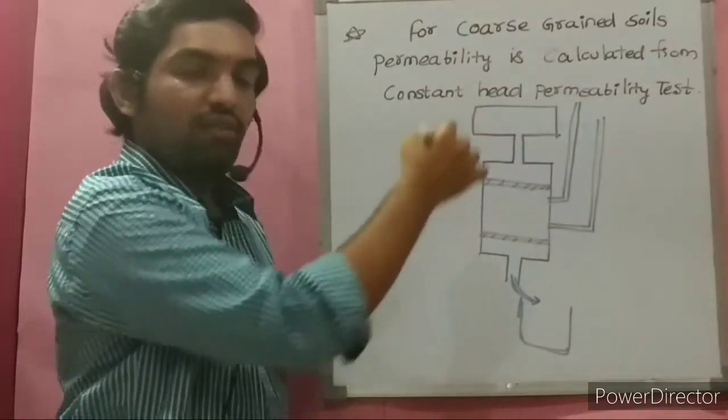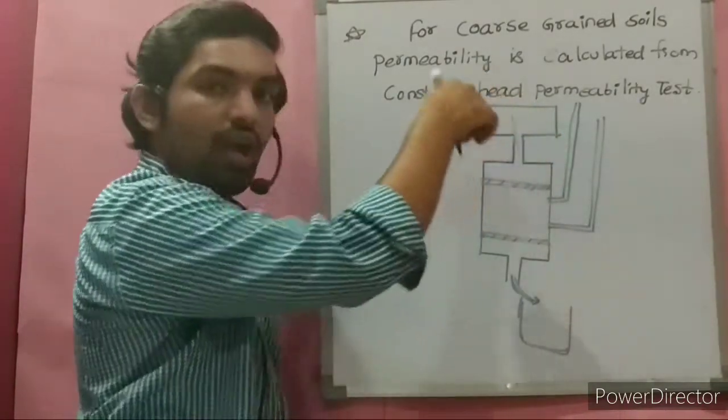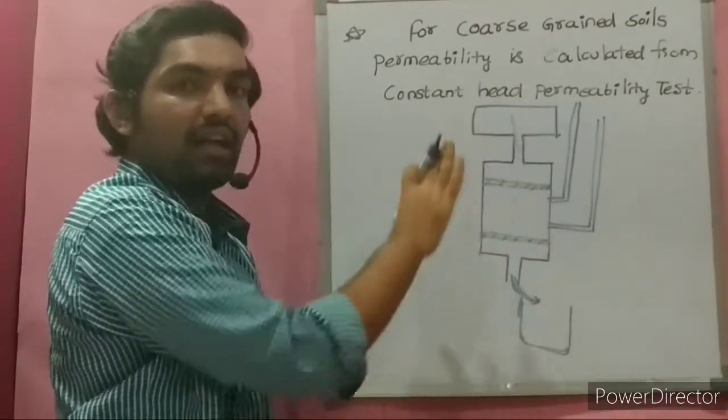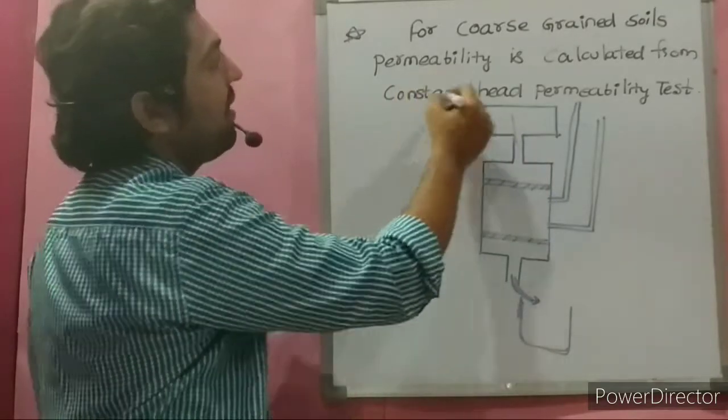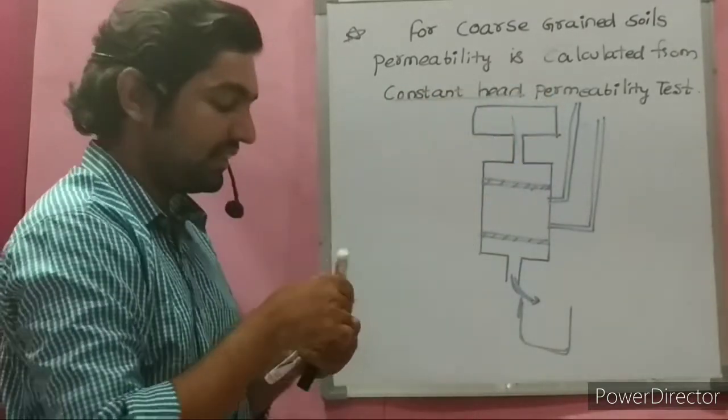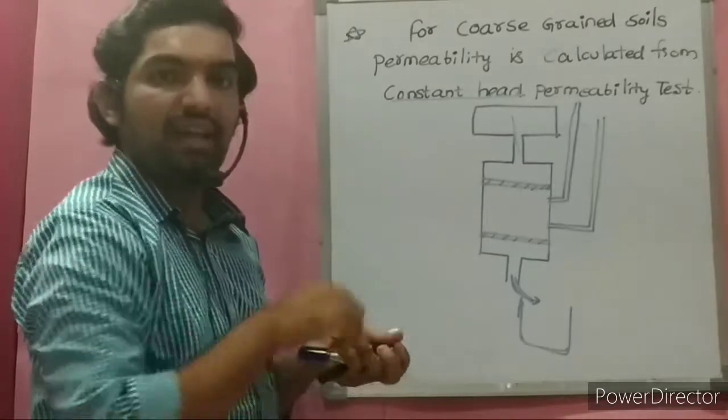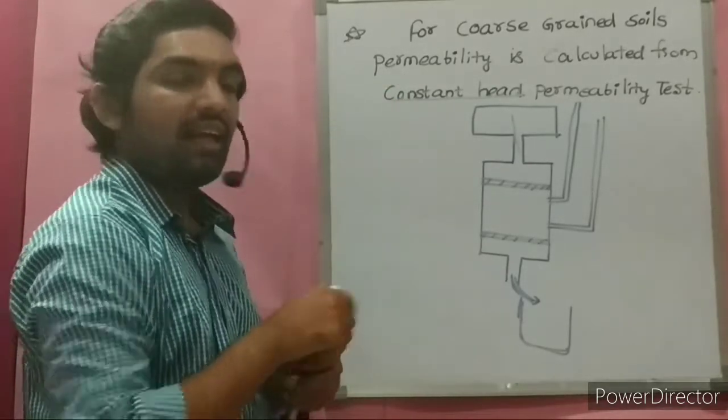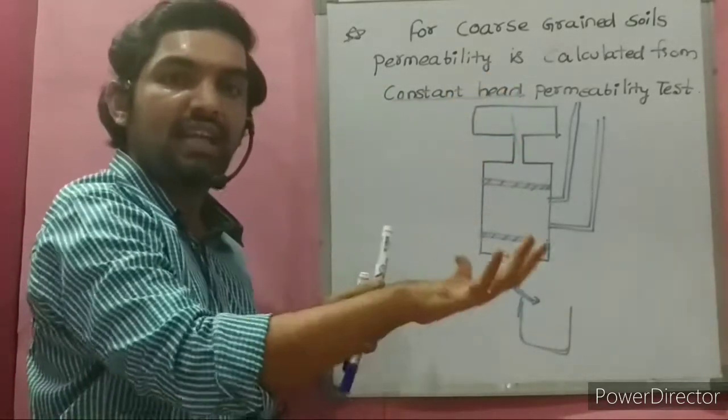So in this we supply water here through a head. The head is maintained constant in this test. Why? Because it is a constant head permeability test. Some words give their meaning themselves: constant head. Here we make the head constant.